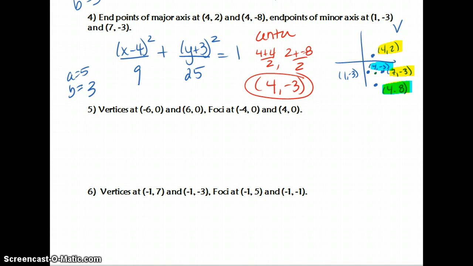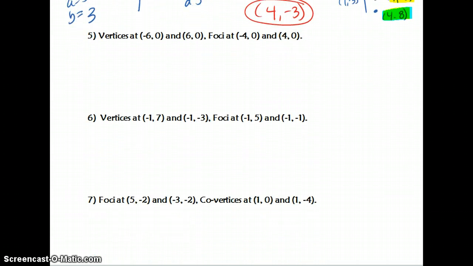Okay, let's take a look at example number 5. So let's think about this visually. So vertices at -6, 0 and 6, 0. Okay. So right away we should know that this is going to be a horizontal ellipse. And then we have foci at -4, 0 and 4, 0. And remember that the foci have to lie on the major axis.